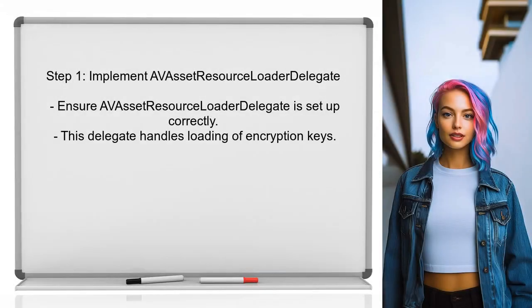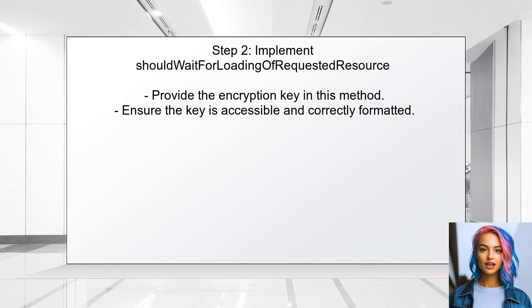To begin solving the user's issue with downloading an encrypted HLS stream, the first step is to ensure that the AVAssetResourceLoaderDelegate is properly implemented. This delegate is crucial for handling the loading of resources, especially when dealing with encryption keys. Next, the user should implement the method called shouldWaitForLoadingOfRequestedResource. This method is where the user can provide the encryption key for the asset. It's important to ensure that the key is accessible and correctly formatted.